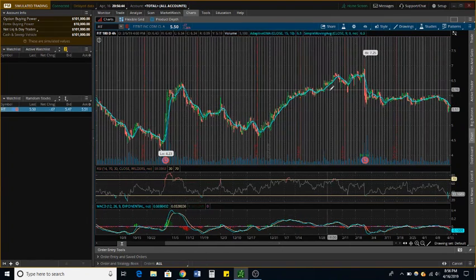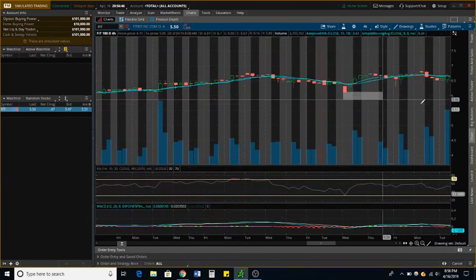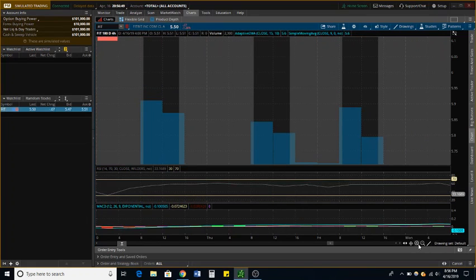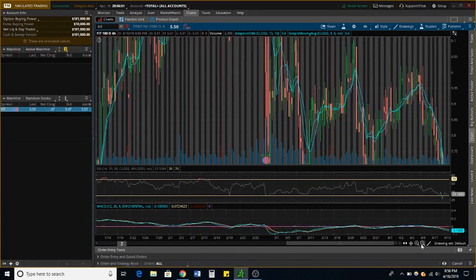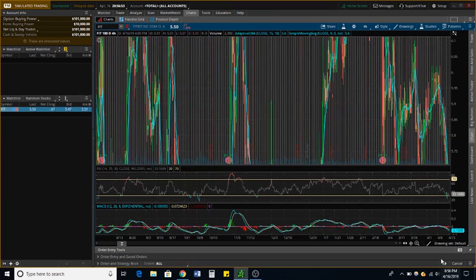Was a simple moving average even incorporated? Let me see. Or is it just sticking really close to the EMA? Oh, hold up. Let me make them different colors, that way I know.